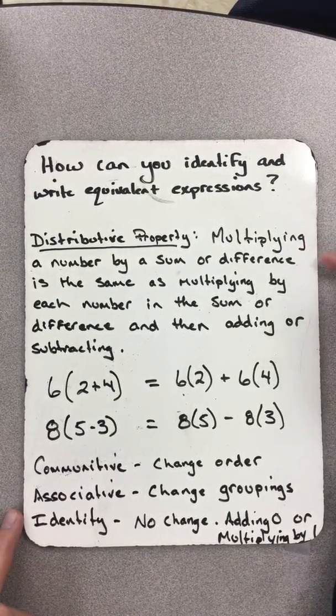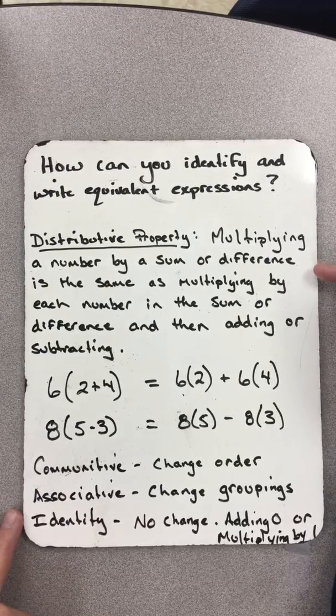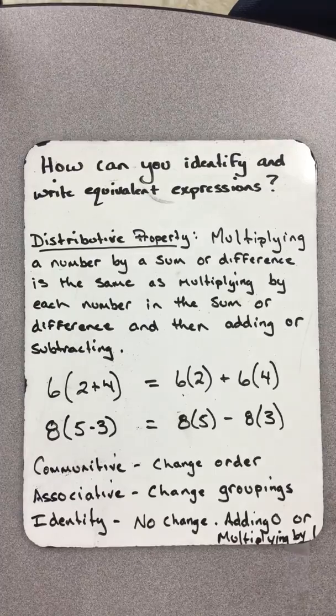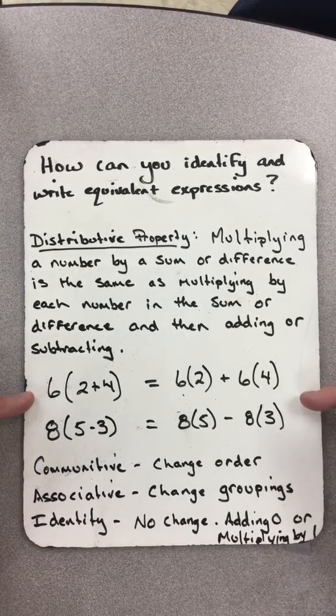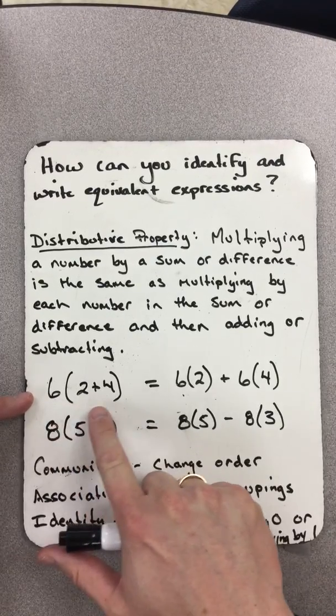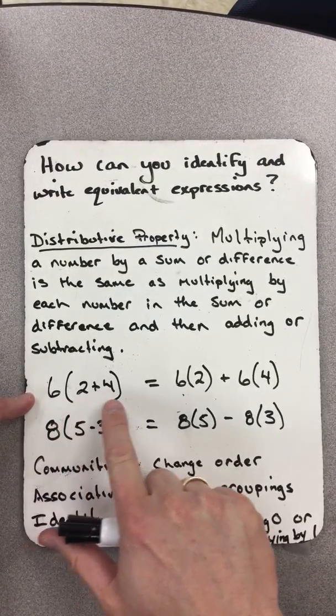So I've given you right here the definition of it. We're multiplying a number by a sum or difference. It's the same as multiplying by each number in the sum or difference and then adding or subtracting. I know that sounds a little confusing right now, so let's go ahead and do an example. Down here are two examples of what it could be. We're going to start off with the initial expression of 6 times (2 plus 4).